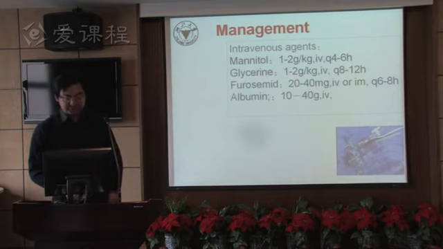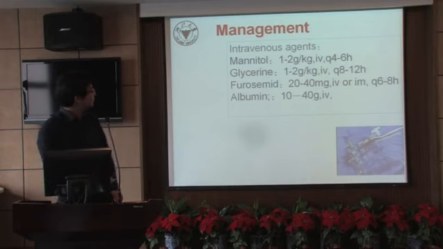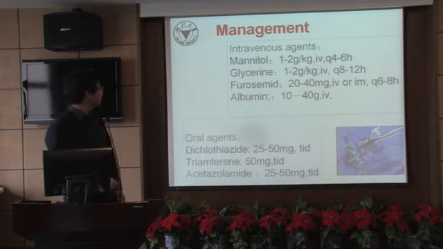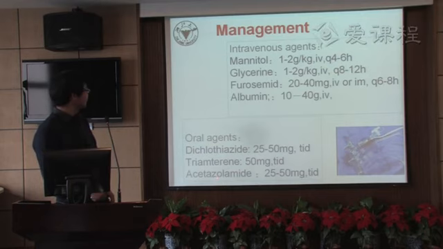Management of intracranial hypertension that we talk about here includes intravenous agents. Intravenous agents include mannitol. Mannitol is mostly used in clinic to decrease the intracranial hypertension. And glycerin, furosemide, and albumin. Another group is oral agents, like diclofenac, triamcinolone, and acetazolamide. So these are oral agents. Oral agents are not very useful for management of intracranial hypertension.